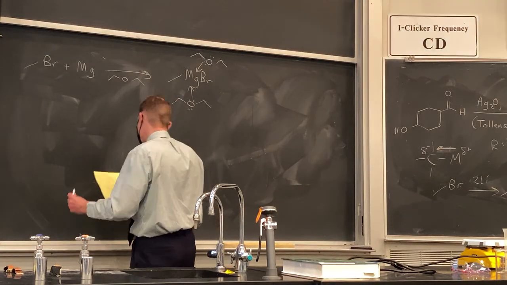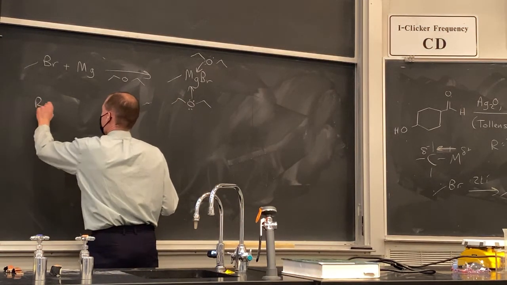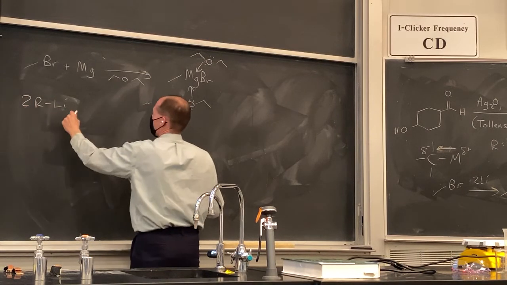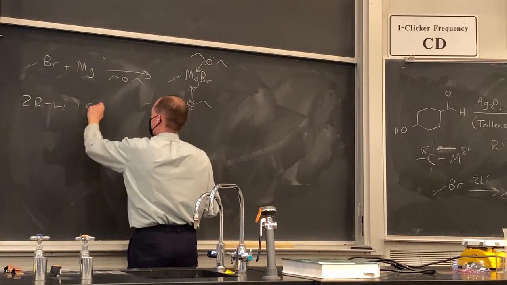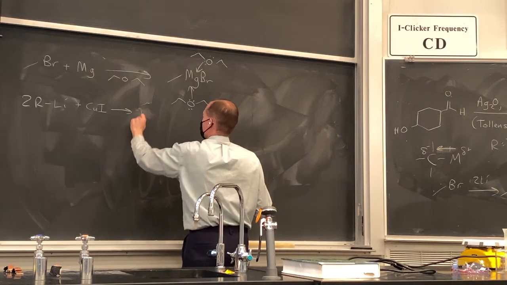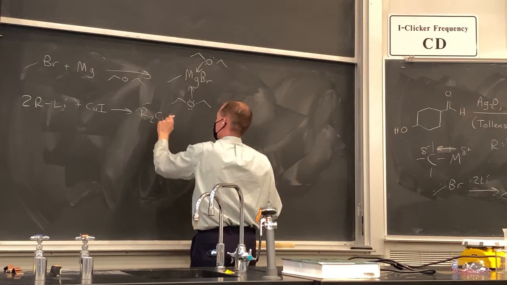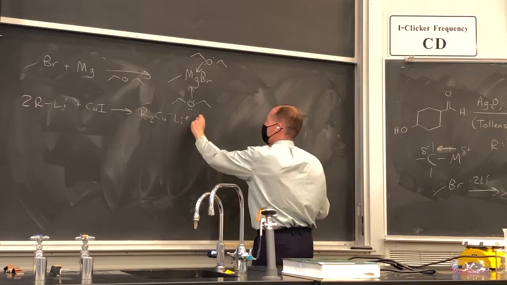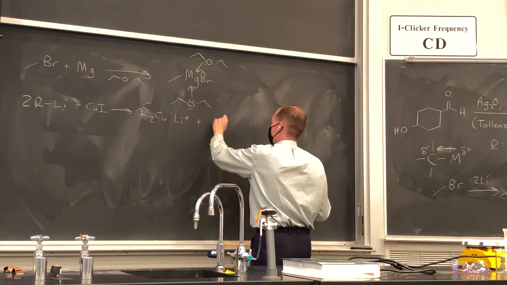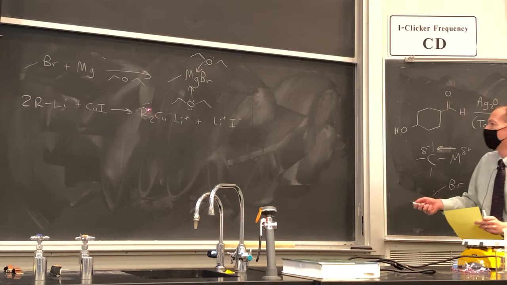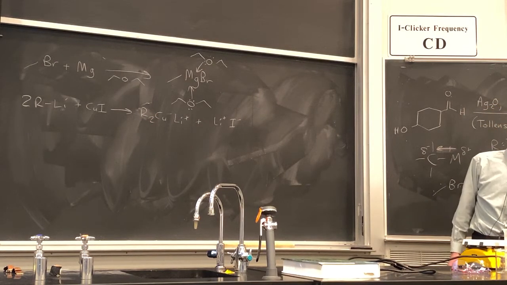The organocuprates have to originate from the organolithiums, and you need 2 equivalents of your organolithium and copper iodide, and that's going to give you our organocuprate, and then you're going to have a lithium iodide byproduct. Okay, so 2 steps to generate our organocuprate species.